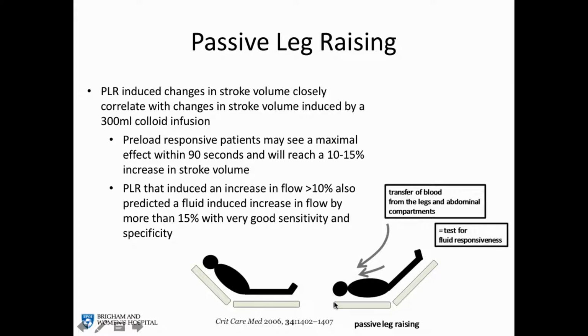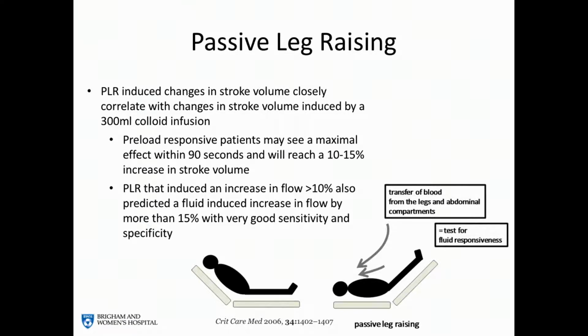Lastly, I think one of the things we tend to forget about is the ability to measure fluid responsiveness using passive leg raising. Passive leg raising can cause changes in stroke volume that relate to changes in stroke volume induced by approximately 300 cc's of a colloid infusion. This will distinguish those patients who are preload responsive versus those who are not volume responsive in a very simple approach. What you're looking for is to see, as you raise the patient's legs up to 45 degrees, you should see a maximal effect in preload responsiveness within 90 seconds. And you should see about a 10 to 15% increase in stroke volume.